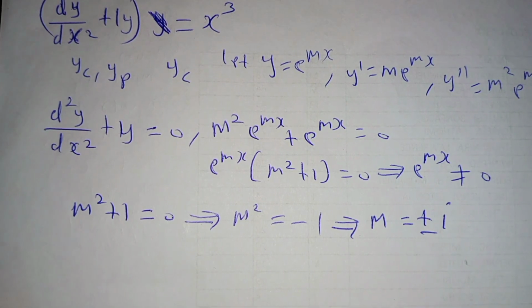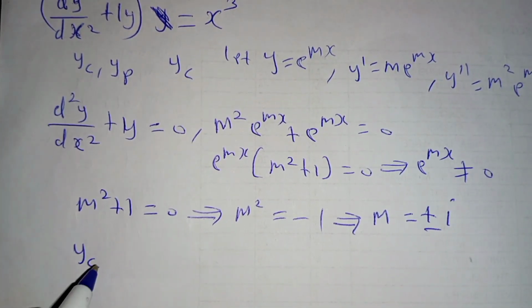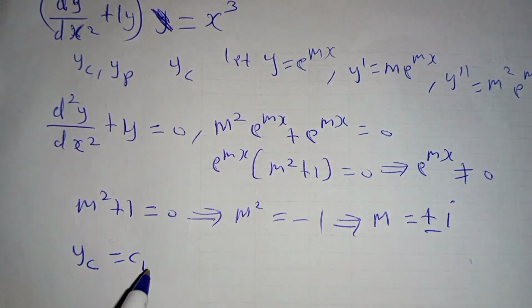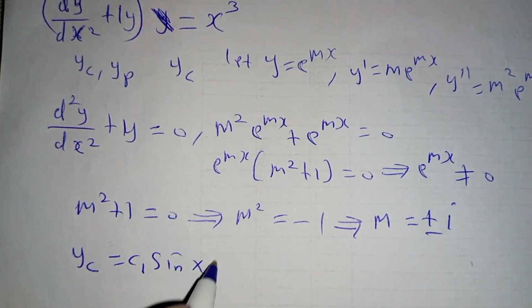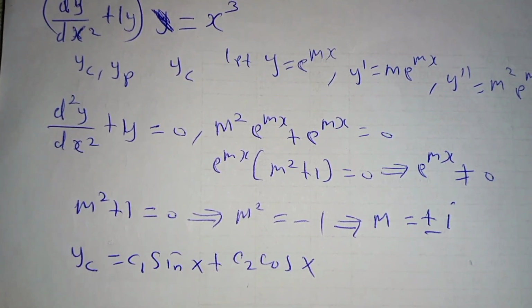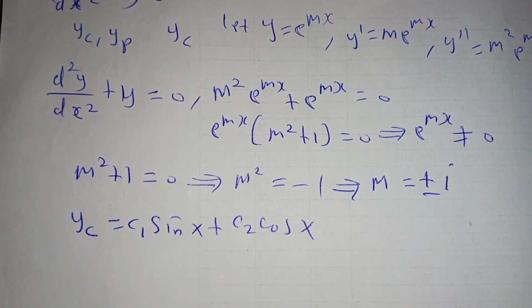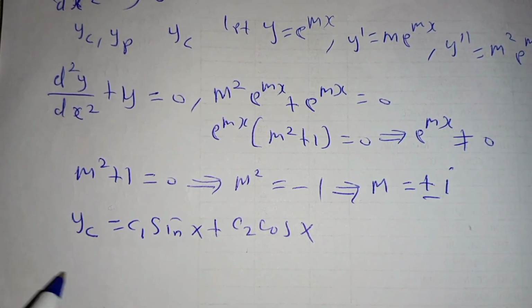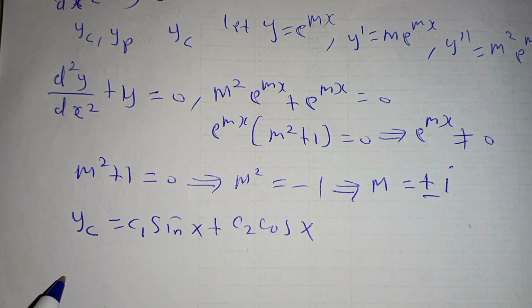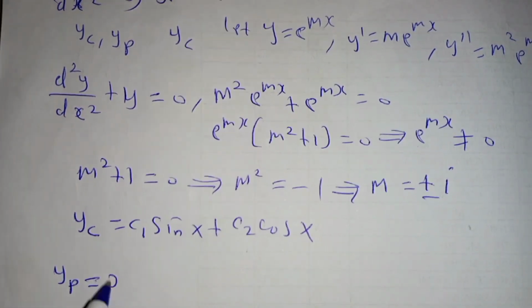Then from there we write our complementary solution, which will be of the form yc is equal to c1 sine of x plus c2 cos of x, where c1 and c2 are the essential arbitrary constants.